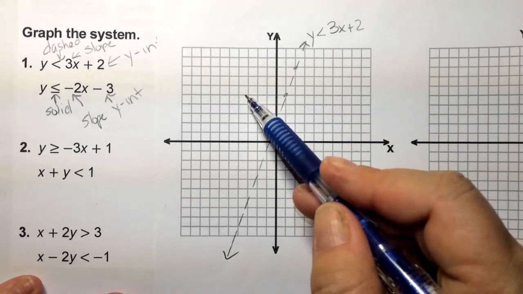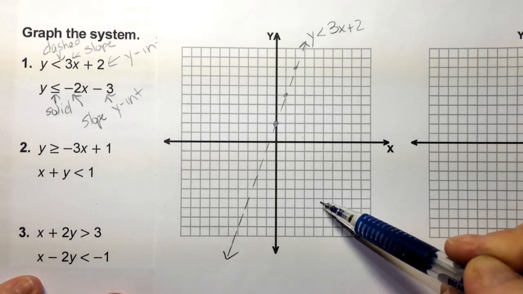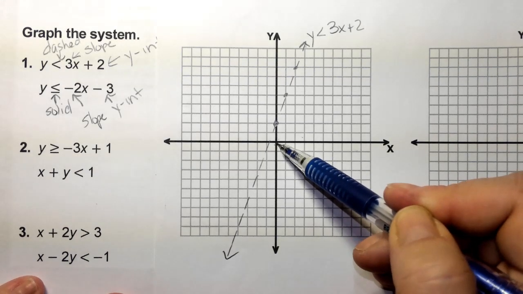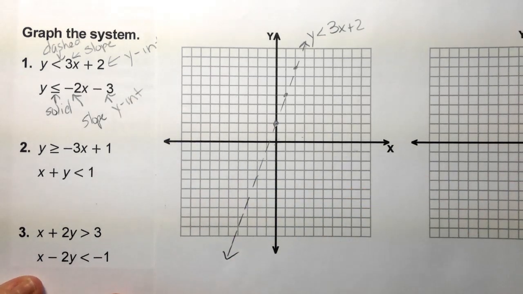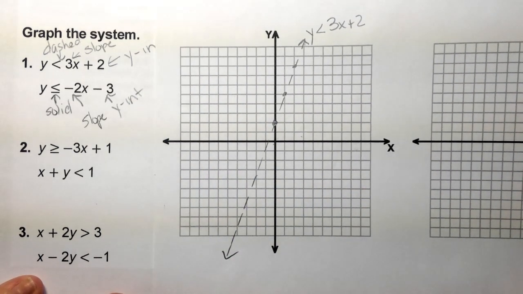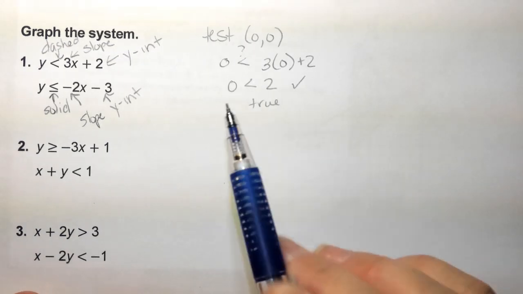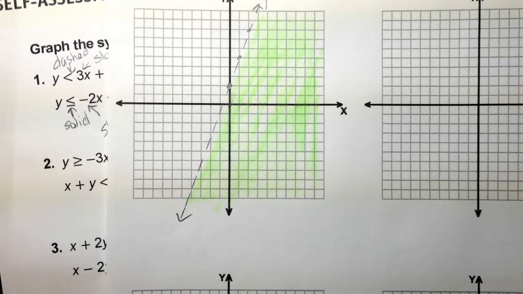Alright, so now we want to know which side to shade. Because it's less than, I'm assuming we're going to shade this side, but let's test 0, 0, because 0, 0 is easy to test, and see if it works. So go ahead, if you haven't already, plug in 0, 0 and test it. Alright, so I tested it. It works out. 0 is less than 2, so that means we do shade the side that includes the origin. Okay, so you should have that shaded.